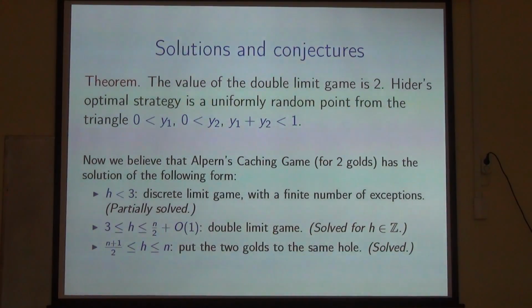After the double limit game was solved, you could transform this solution to the original game, and it's not completely solved, but it's mostly solved. So originally we started from a completely chaotic picture. It seemed to be hopeless, and now we are not ready, but very close to being ready after these arguments.